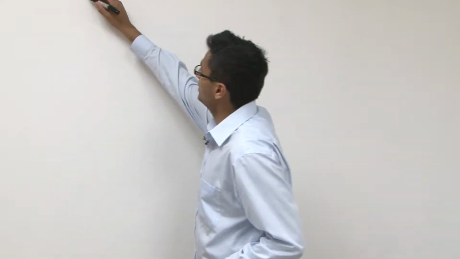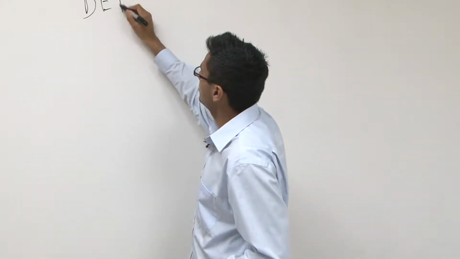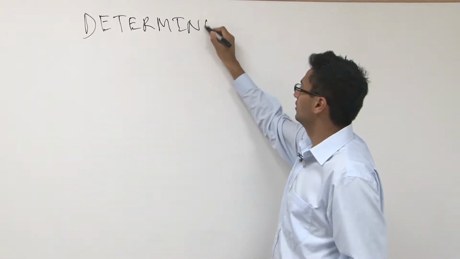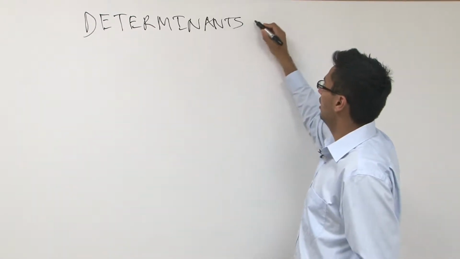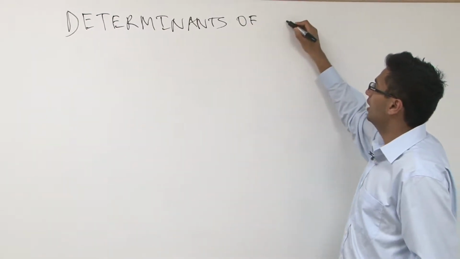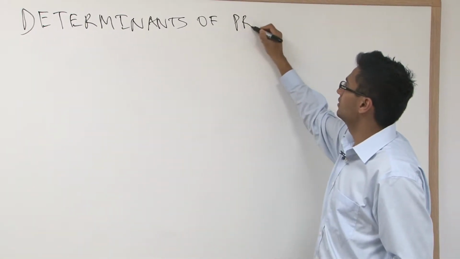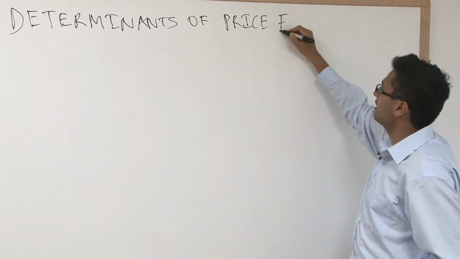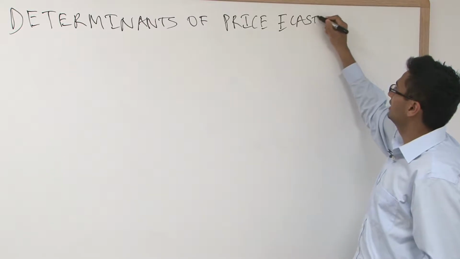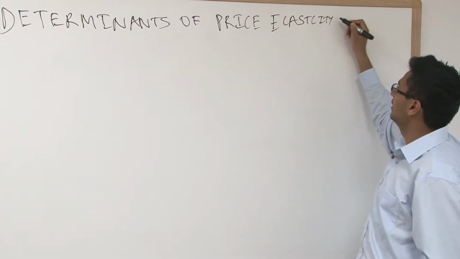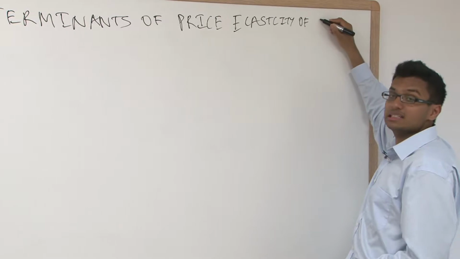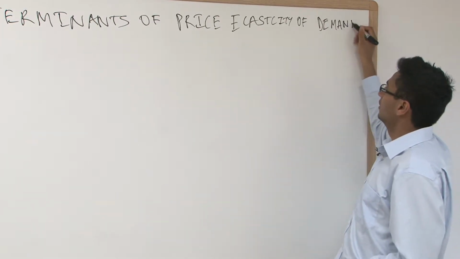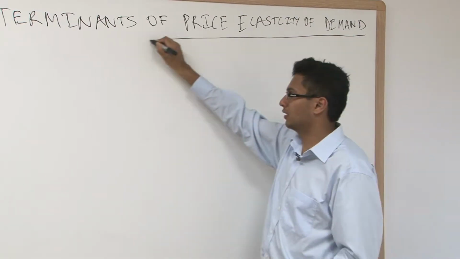Okay, so the topic is determinants of price elasticity of demand. That's that word again, elasticity, we talked about in detail last time. All right, determinants of elasticity.